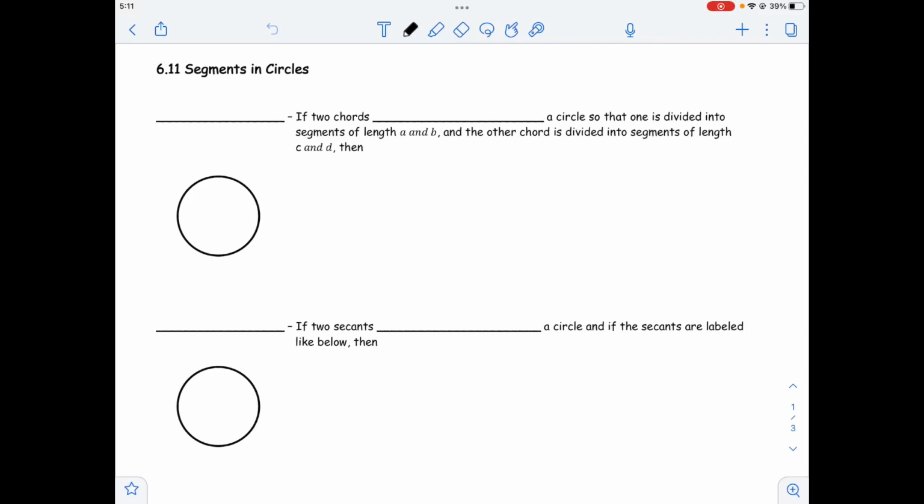This lesson will cover segments and circles. So we're going to start with a couple of theorems when we're trying to find segment length. So the first one is chord.